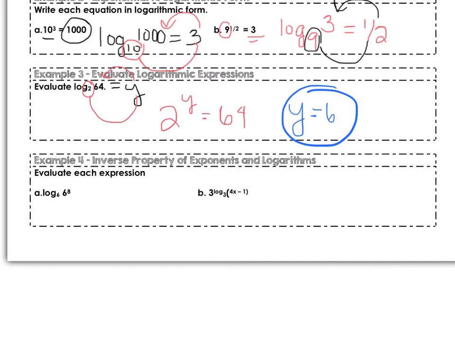Now, exponentials and logarithms are handy because they are inverses of one another. So if I have log base 6 of 6 to the 8th power, it's essentially going to cancel out, leaving me with my exponent of 8. Just like this one over here, 3 to the power of log base 3 is going to leave me with whatever was on the inside of my log, because they're inverses.